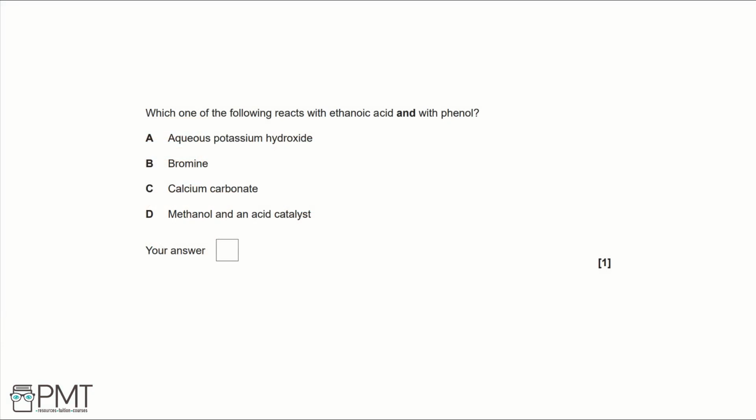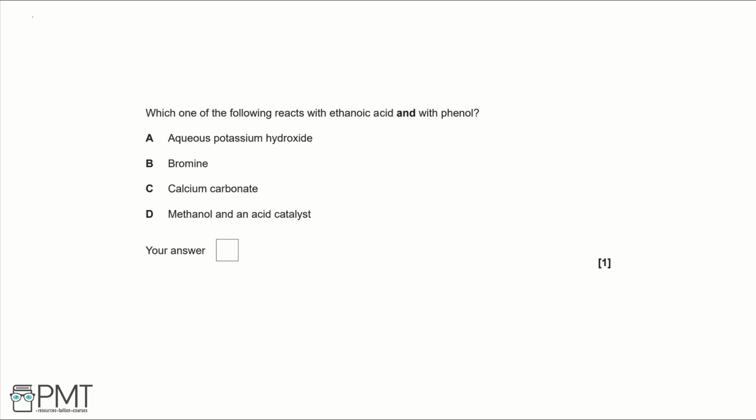Which of the following reacts with ethanoic acid and with phenol? A. Aqueous potassium hydroxide. B. Bromine. C. Calcium carbonate. Or D. Methanol and an acid catalyst.